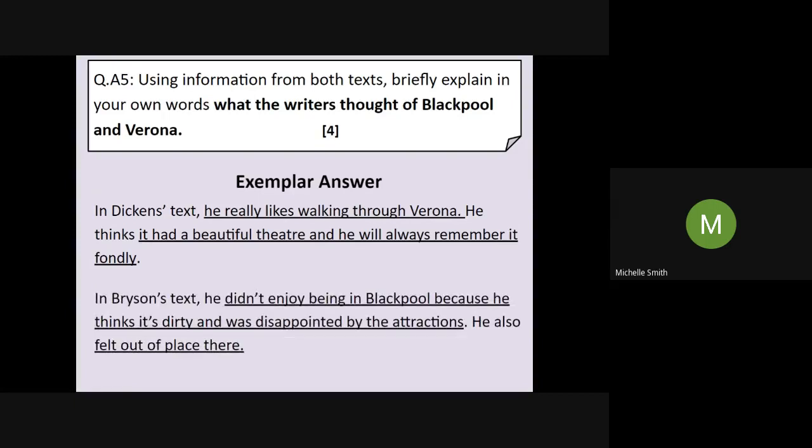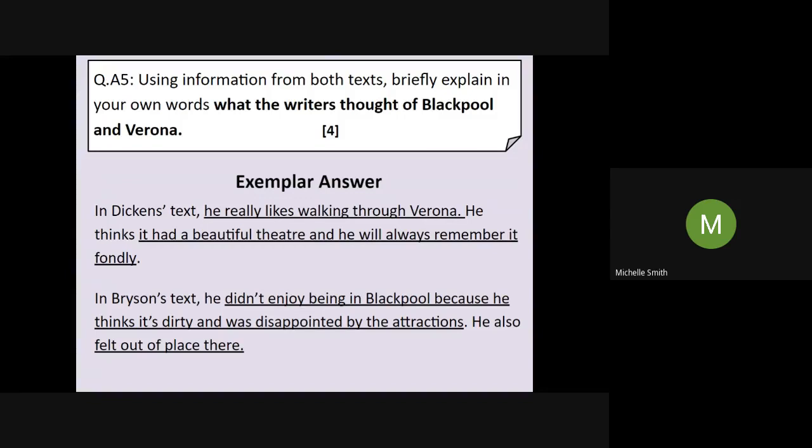In Bryson's text, he didn't enjoy being in Blackpool because he thinks it's dirty and was disappointed by the attractions. So I've got 2 points there. 1, he thinks it's dirty. 2, disappointed by the attractions. The third point I've got is unnecessary. I'm just showing off. He also felt out of place. Now, if you can really quickly do this, there's nothing to stop you writing 3 things if you can find 3 things. But it's only a 4-mark question, remember, so you do only need 2. I've just put an extra one there for a little bit of insurance because I found the others really quickly.